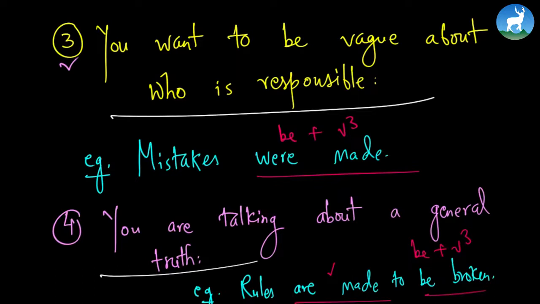So we don't care by whomever or whenever, whatsoever, right? We care about one thing, and that is rules are made to be broken. By whom, when, how, we don't care. That's why we use the passive voice. Now let's go to the fifth use.